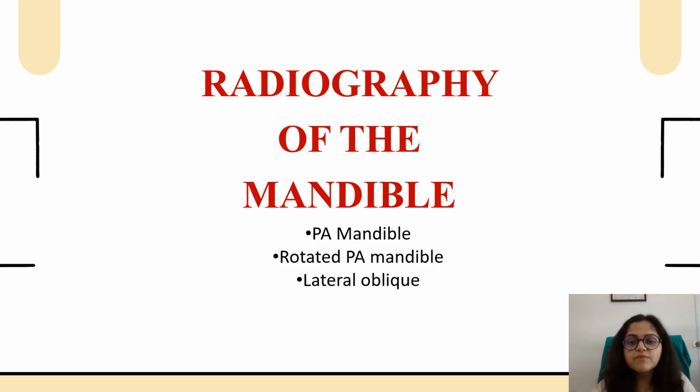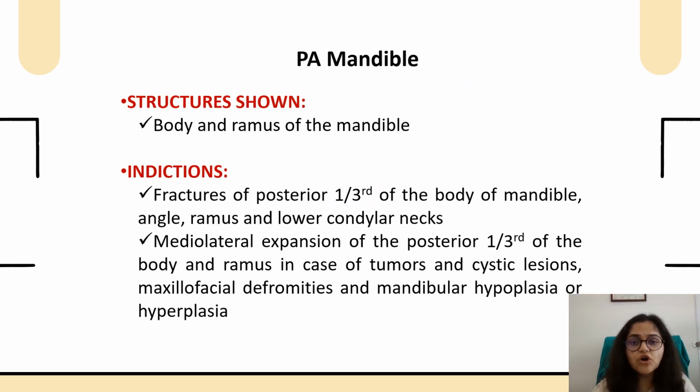Next are the radiographs of the mandible, and they have been divided into PA mandible, rotated PA mandible, and lateral oblique. If we talk about the PA mandible, the structures shown are the body and the ramus of the mandible. Indications: fracture of any 1/3 of the body of the mandible, any fracture of the angle, ramus, or the lower condyle neck. It is also used for mediolateral expansion of the posterior 1/3 of the body and ramus in cases of tumor and cystic lesion. This PA mandible is very useful in detecting any mandibular hypoplasia or hyperplasia.